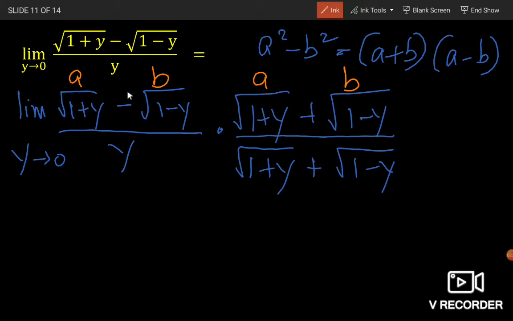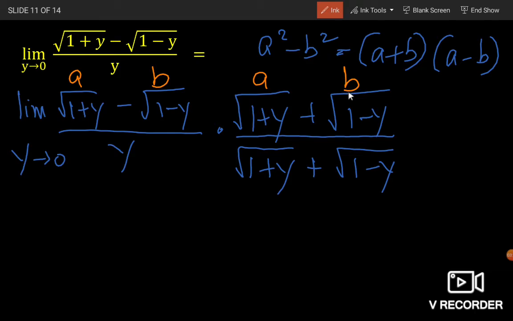And in our original expression, square root of 1 plus y minus square root of 1 minus y, we can treat this as a and this as b. So in effect, this is basically a minus b. So you have a plus b and you have a minus b. And in the equation for difference of squares, the binomial a plus b multiplied by the binomial a minus b will lead to a squared minus b squared.